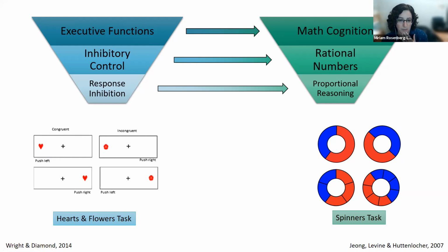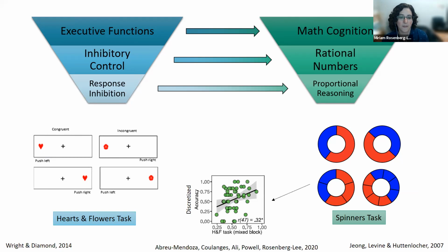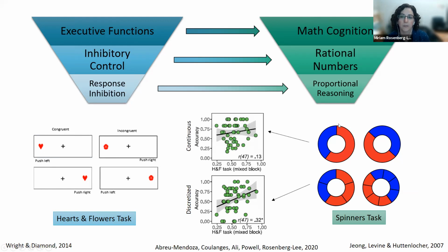We found in second grade children that performance on this mixed block is significantly positively correlated with performance on this discrete or discretized misleading task. By contrast, it doesn't correlate with performance on this continuous task. So we take this as evidence that inhibitory control is supporting performance on this kind of task. I will note, however, that there is a positive effect here, and the difference between these effects is not significant. So it's also possible that inhibitory control is just generally supporting proportional reasoning.